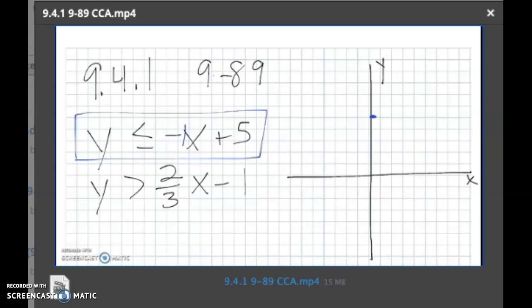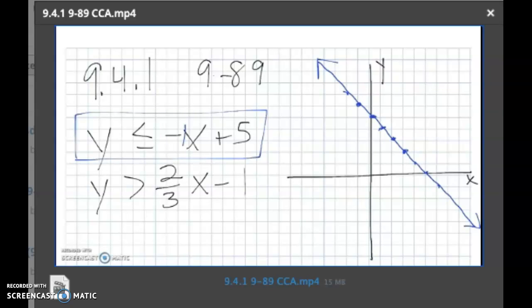So from my starting point, I'm going to go down 1 over 1 to the right, down 1 in the negative direction, over 1 in the positive direction. And I'm going to keep doing that. I could also reverse that and go up 1 over 1 to the left. Then I'm going to graph this line, and looking at the inequality, I have less than or equal to. Since it has the equal to, this is going to be a solid line. That means the points on the line are also part of the solution.